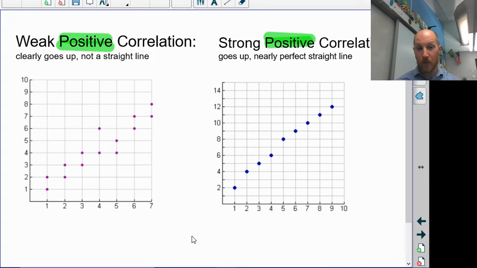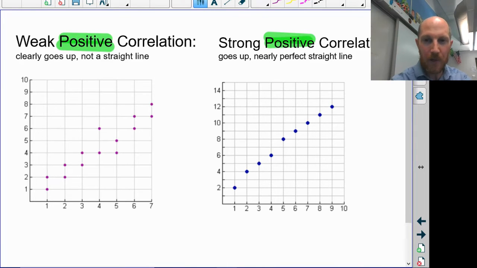All right, so let's see some examples of these different kinds of correlations. So here are two positive correlations. I've got a weak positive correlation. I can totally tell that the dots are trending upward as I go across the graph. So it's a positive correlation. There is definitely a correlation there, but these dots are still pretty spread apart as they go up. And so it's going to be a weak positive correlation.